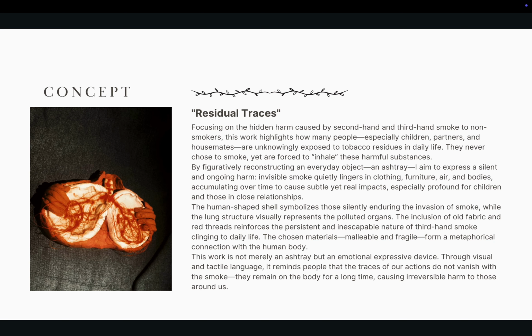The outer shell symbolizes those who quietly endure this burden, while the fragile lung structure reveals the polluted organs. Old fabric and red threads are interwoven, representing smoke residue trapped in clothing and inside the body. It is more than just an object. It is a witness of emotion. Its fragile materials echo the vulnerability of the human body, reminding us that the impact of smoke does not end when the cigarette is extinguished, but quietly harms those we love.